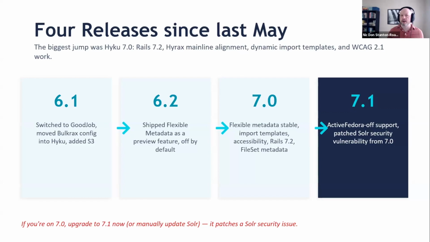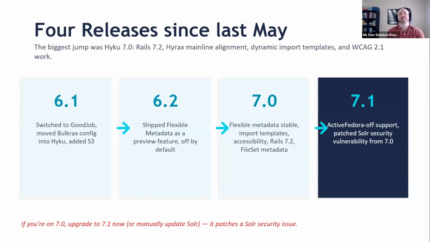Also, a major focus of the 7.0 development was accessibility work aiming toward WCAG 2.1 AA standards. There is a VPAT currently undergoing, about which we will hear more later. 7.0 also brought Hyku up to Rails 7.2 and brought it into alignment with the most recent fully released Hyrax version, so got parity there.